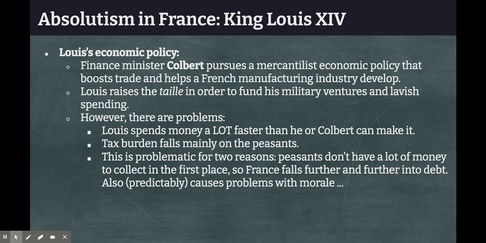And moreover, when Louis raises taxes, that tax burden doesn't fall equally on all people in society. He limits some of the taxes on nobles, again, as a carrot to keep them in line. But he taxes the peasants really heavily, which is not great, as you can imagine, because they don't have a lot of money to give up. It's trying to squeeze blood from a stone. And the peasants are not happy about this. So Louis establishes a really strong absolute monarchy, but it's only going to last as long as he's around. When he dies, he leaves France in a really bad position.